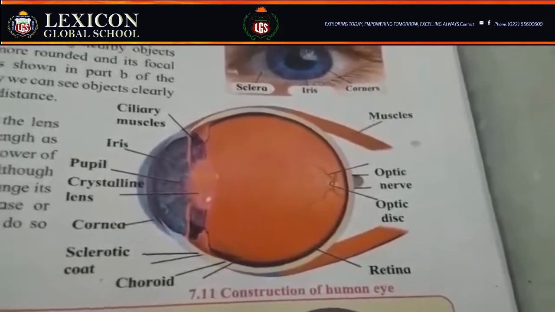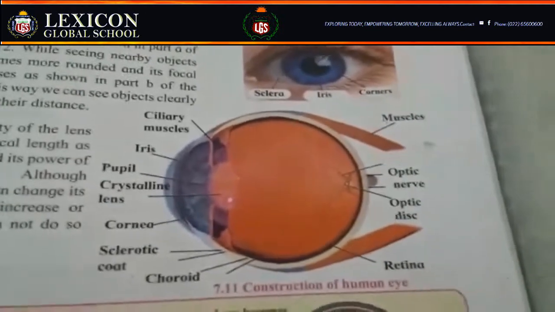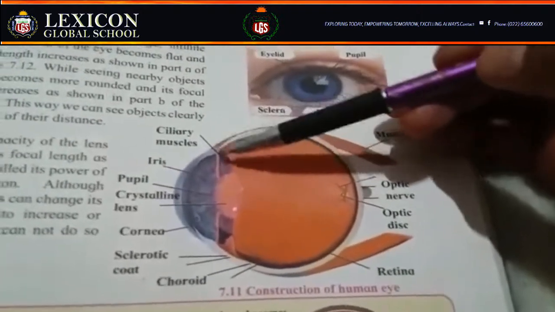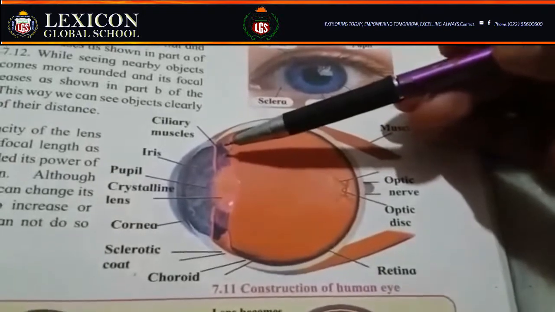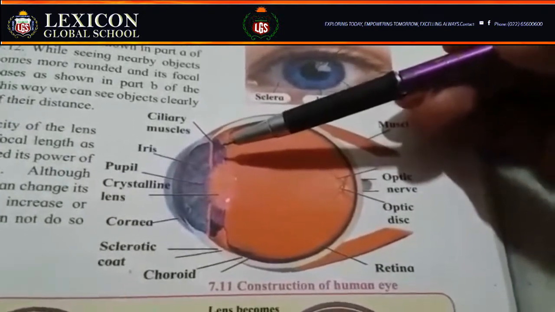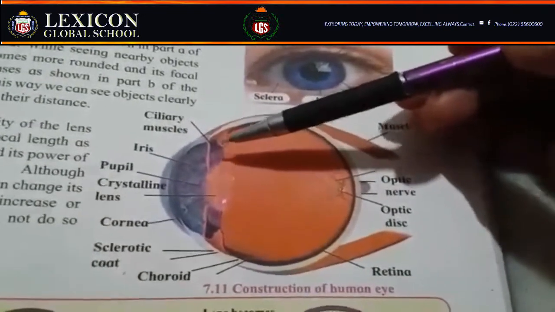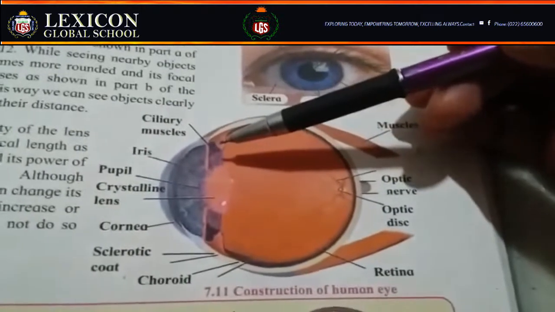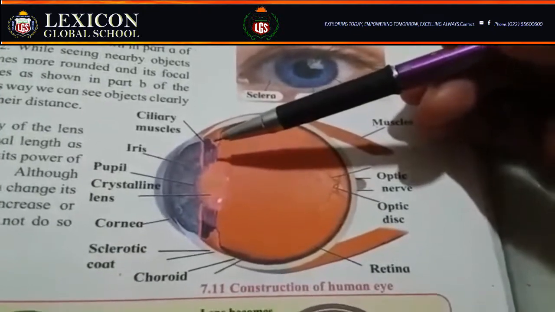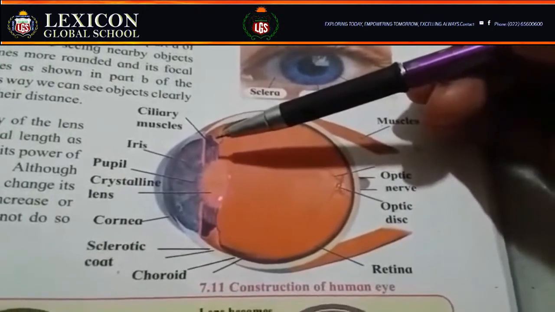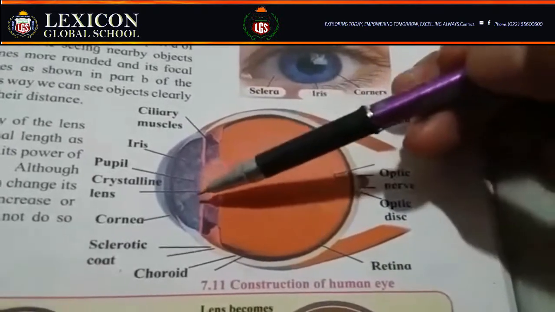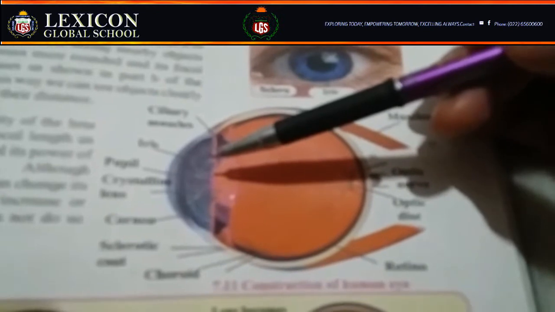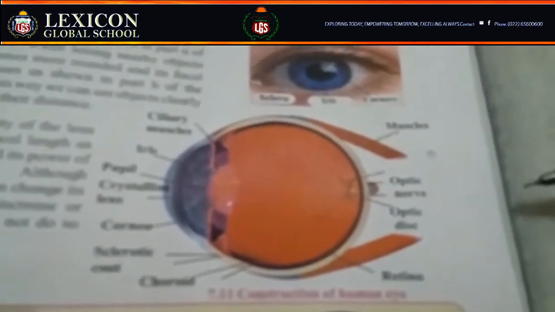Now listen here carefully. These are the ciliary muscles. Myopia and hypermetropia, especially these two cases, occur due to ciliary muscle defects only. Means either the ciliary muscles do not relax at all, or the lens is flattening or bulging. Is that clear?